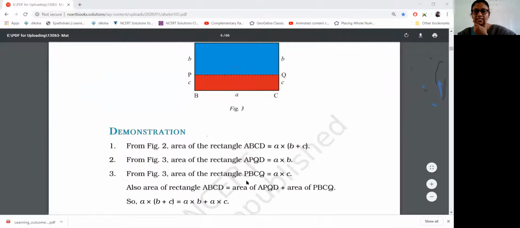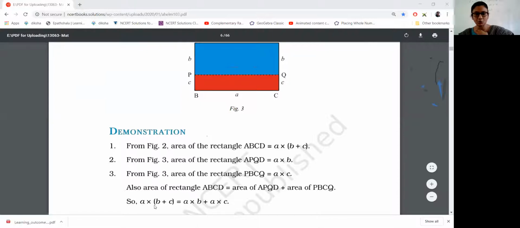So the area of the rectangle PBQC will be A into C. So the entire area of the original rectangle will be equal to area of the blue rectangle plus the area of the red rectangle, which is written like this.